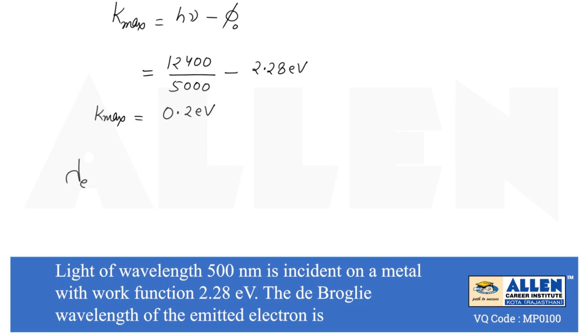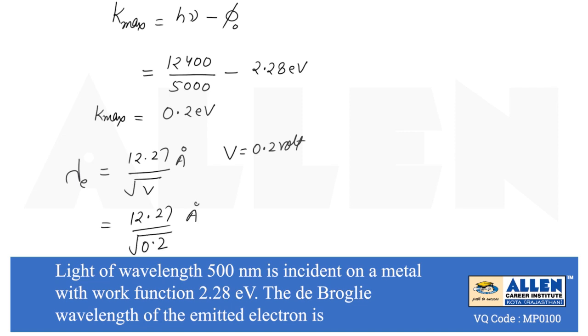Since the de Broglie wavelength of an electron is 12.27 upon under root V angstrom, I am placing the value of the potential difference. If the kinetic energy of an electron is 0.2 electron volt, then the accelerating voltage will be 0.2 volt. So 12.27 upon under root 0.2 volt angstrom. On solving it, I get 2.8 into 10 raised to power minus 9 meter.